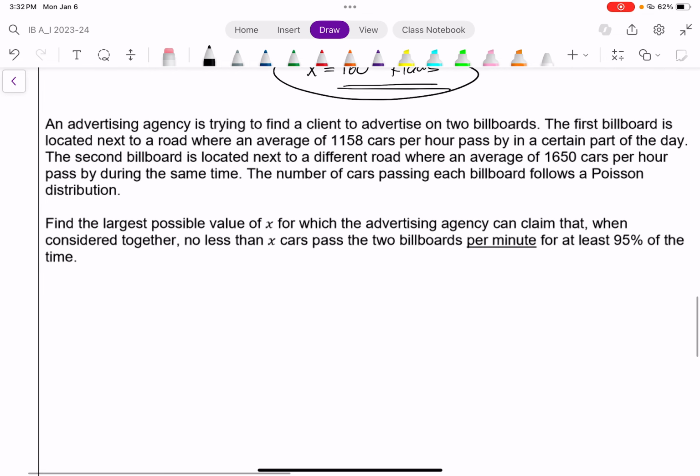Lastly, tough question. We have an advertising agency. I don't feel like reading all this. The key is you can read it yourself. We have 2 billboards. One billboard is by a road that gets an average of 1,158 cars per hour. And the other billboard is by a road that has an average of 1,650 cars per hour. And the number of cars passing each billboard follows a Poisson distribution. We want to find the largest possible value for X, for which the advertising agency can claim accurately that together no less than X cars pass the 2 billboards per minute for at least 95% of the time.